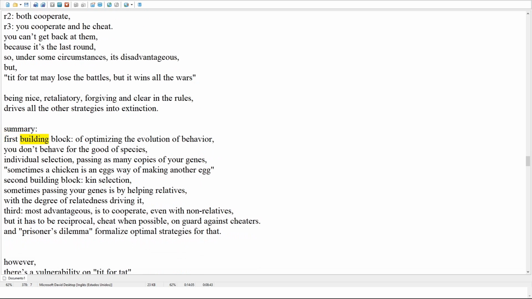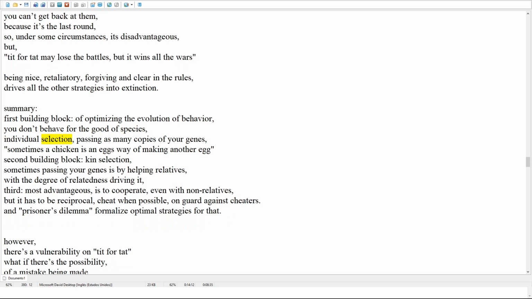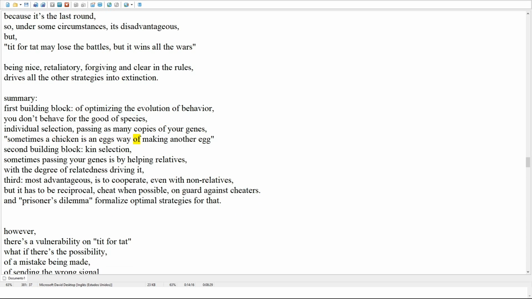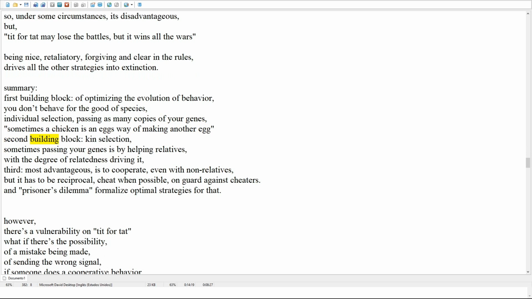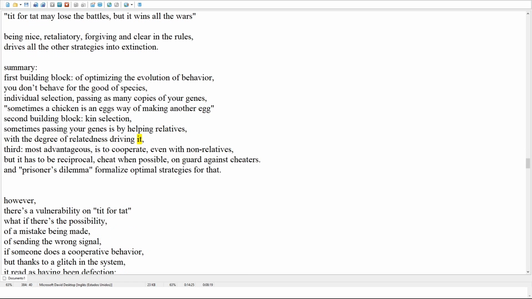Summary. First building block of optimizing the evolution of behavior: you don't behave for the good of the species. Individual selection, passing on as many copies of your genes. Sometimes a chicken is an egg's way of making another egg. Second building block, kin selection. Sometimes passing on your genes is by helping relatives, with the degree of relatedness driving it.